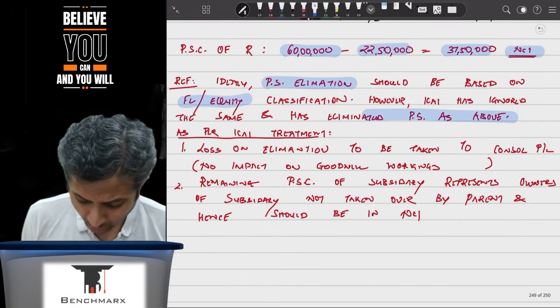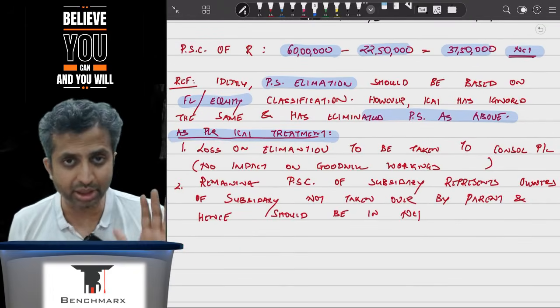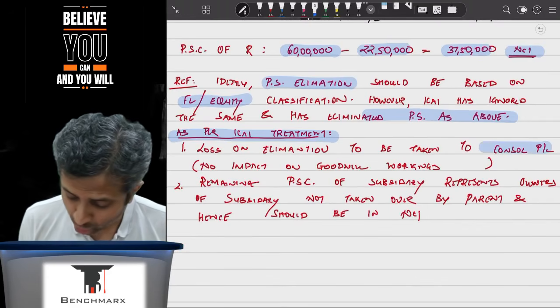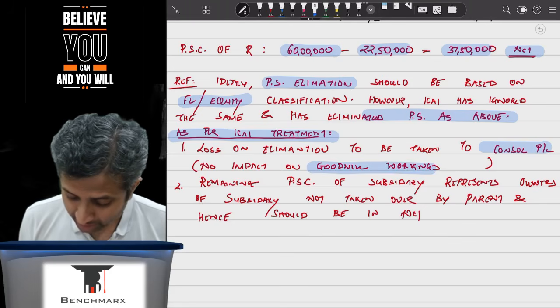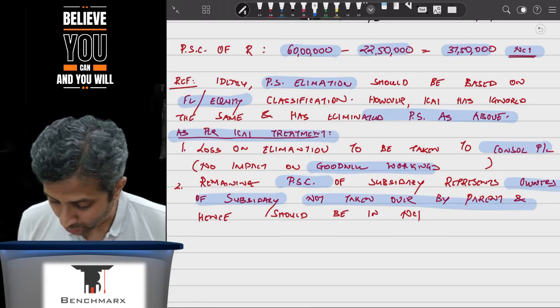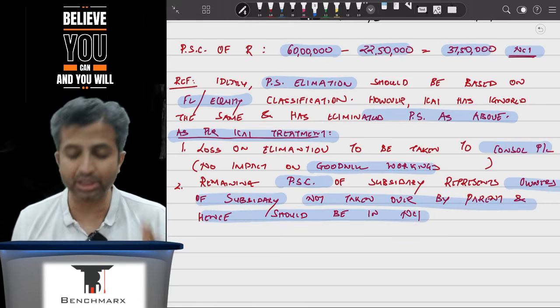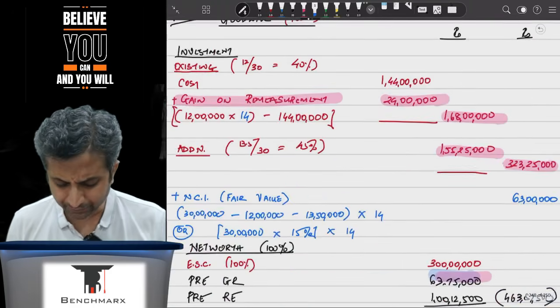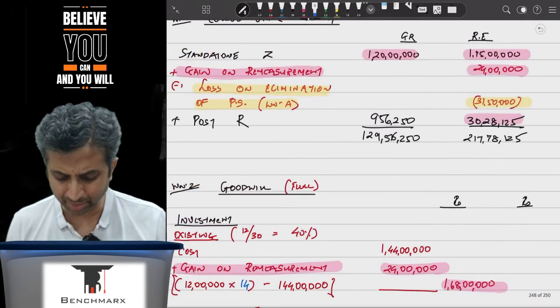So basically what is to be done as per ICAI treatment in the exam is quite crucial. Loss on elimination should be taken to the consolidated P&L, with no impact on goodwill workings. The remaining preference share capital of the subsidiary represents owners of the subsidiary not taken over by the parent, and hence should be kept in the NCI only. Okay, so this discusses what is to be done with preference shares.